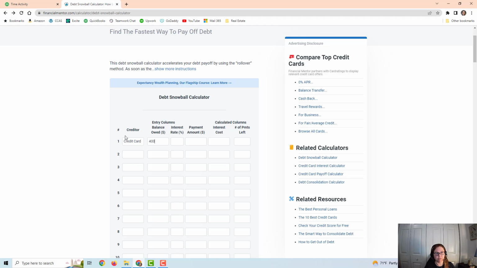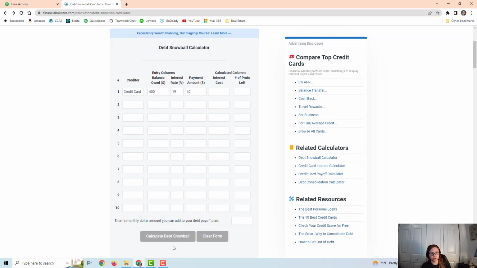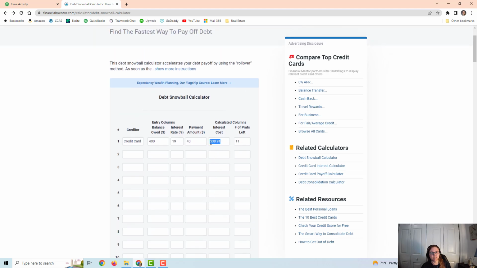If you have a credit card with a $400 balance, 19% interest rate, and $40 minimum monthly payment, you would either hit tab or click on this calculate debt snowball button at the bottom, and it's going to tell you how much in total interest you would pay over the period of time that you were paying off this $400. So this is not a monthly interest cost, this is a total interest cost. And then it would tell you how many payments you would need to make. So if you were making a $40 a month payment and not adding to this debt, I'm assuming you are trying to pay it off and not adding to it, it would take 11 months to pay this off.